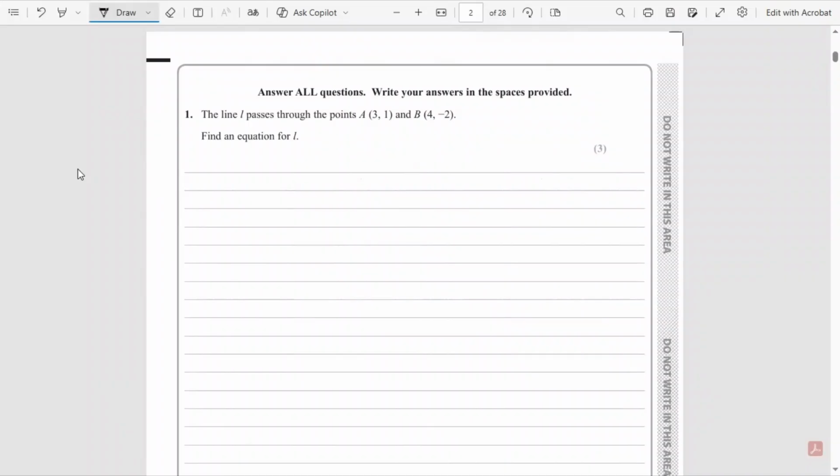So we've got a line L that passes through the points (3, 1), that's point A. And we've also got this point B, which is (4, -2). So what we want to do is find an equation for the line. Now, because it's a line, we know that the equation must be in the form y = mx + c. So we just need to find the gradient, which is this m there, and we're going to need to find our y-intercept, which is this +c there.